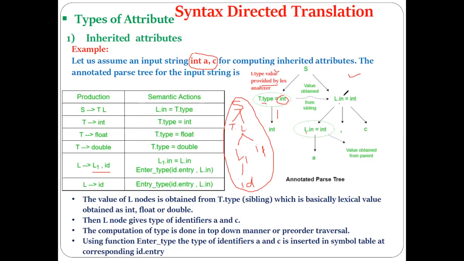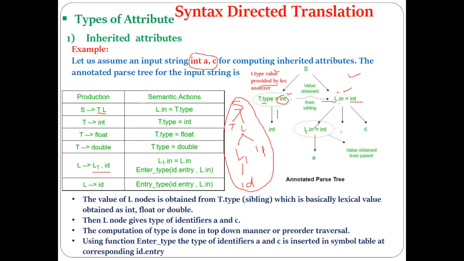Now, how will we obtain the value of this L.in? How is this int written here? As I said, this L.in is the inherited attribute, because this L.in is obtaining the value from its sibling. Now, what is the sibling of L.in? What is the neighbor of L? It is T. Here you can see, and that is the reason I have mentioned the value obtained from the sibling. So the sibling of L.in is T.type. T.type value is int, that's why this L.in also becomes int.